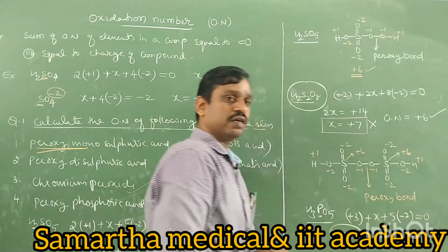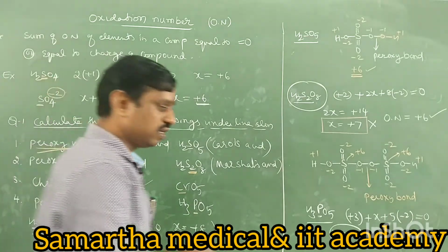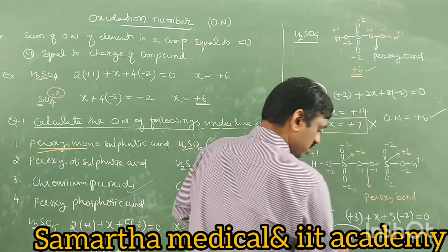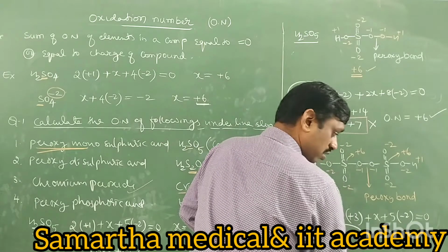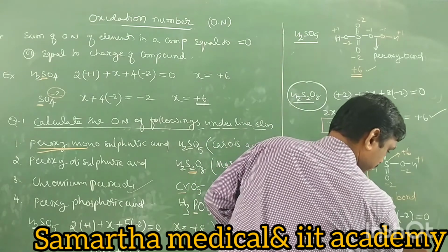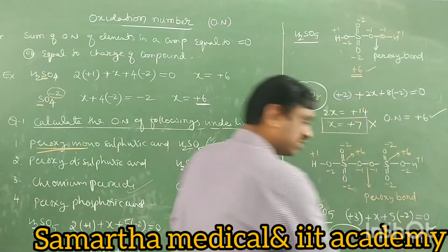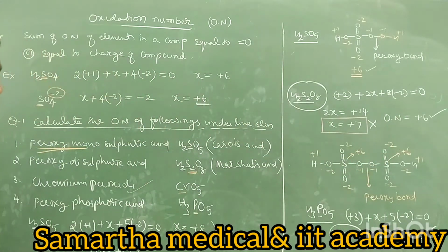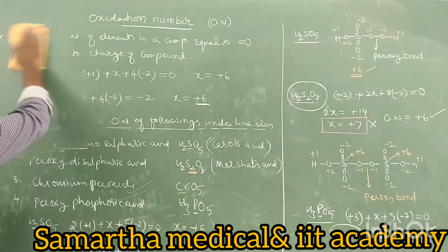But phosphorus has a maximum of 5 electrons because it is a 15th group element. Since it has 5 valence electrons, this plus 7 is not possible, therefore it is wrong. The actual oxidation number is plus 5. This means it has a peroxy linkage, so that peroxy linkage can be understood by writing the structure.